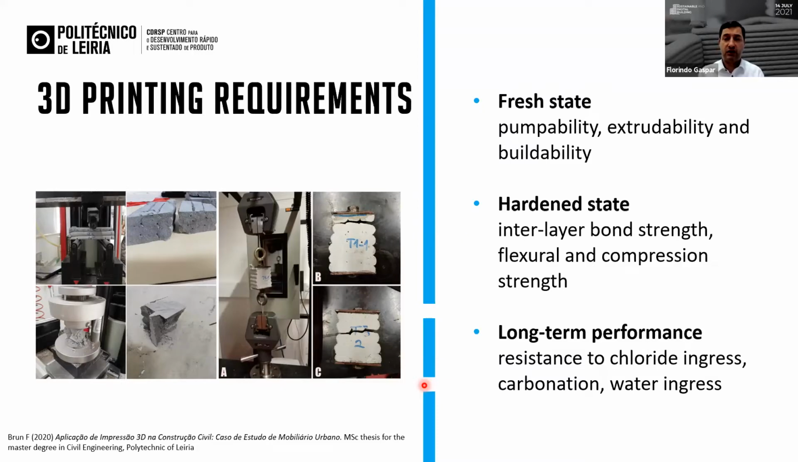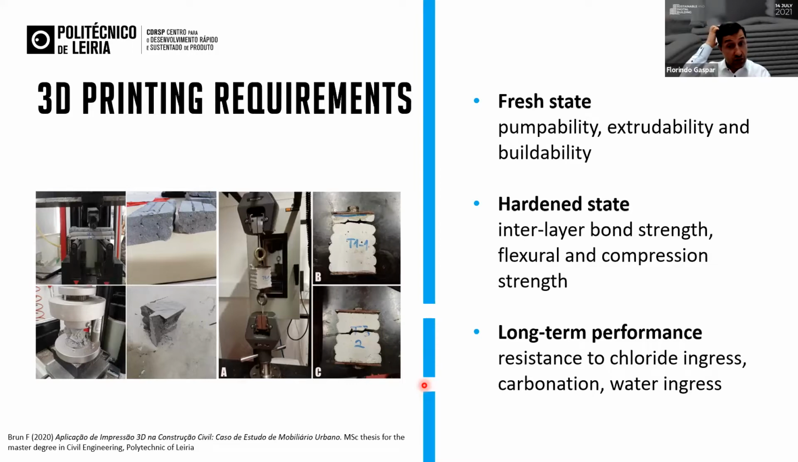So in the other state, after 3D printing, we need to check the interlayer bond strength, the interlayer between each layer. That can be a weak point, and also the flexural and compression strength, and of course the long-term performance. The long-term performance is different from usual construction practice because the material, as I said, is also different.